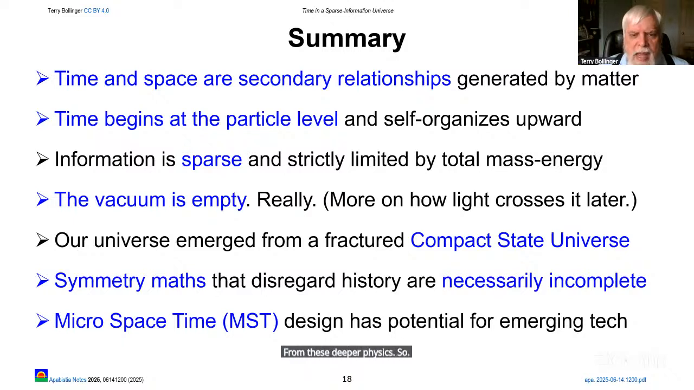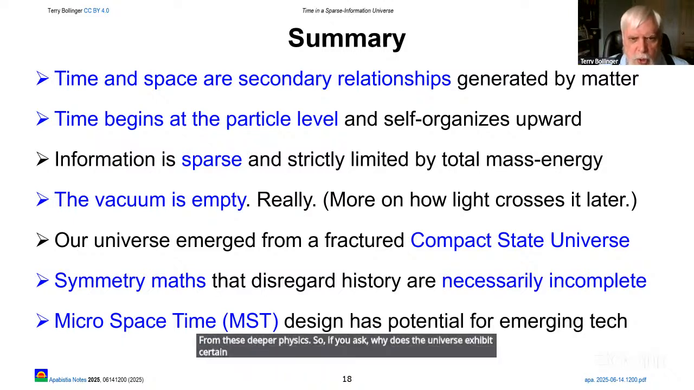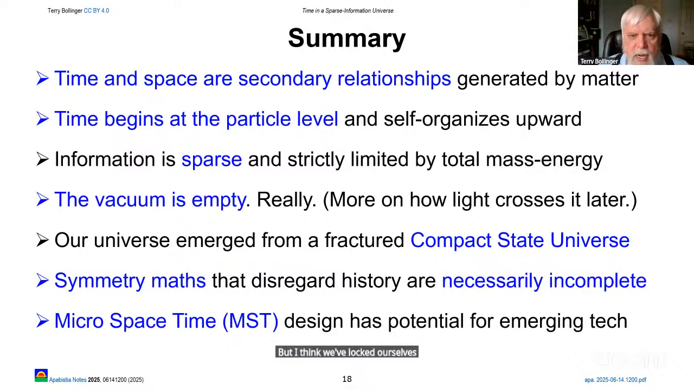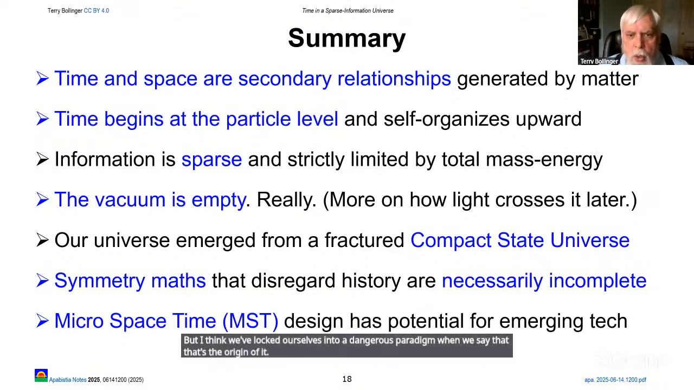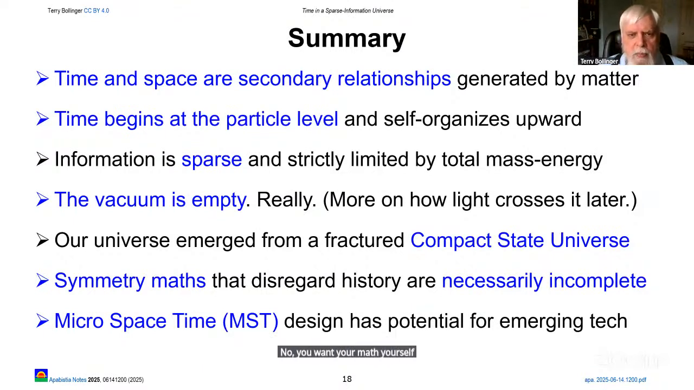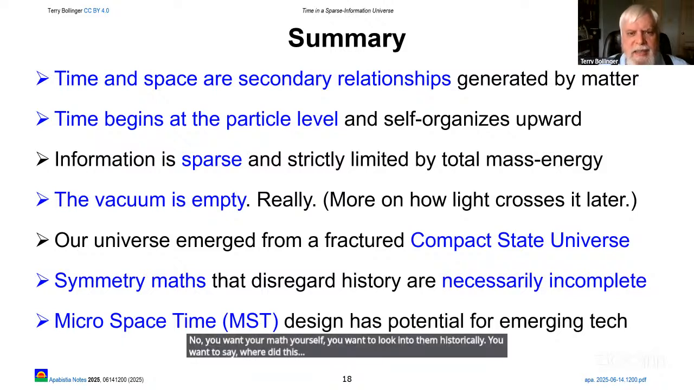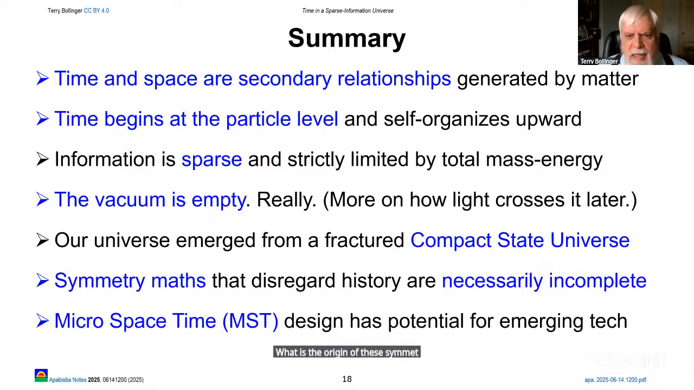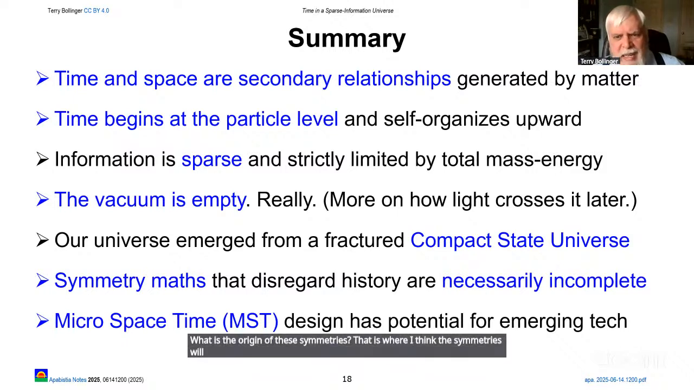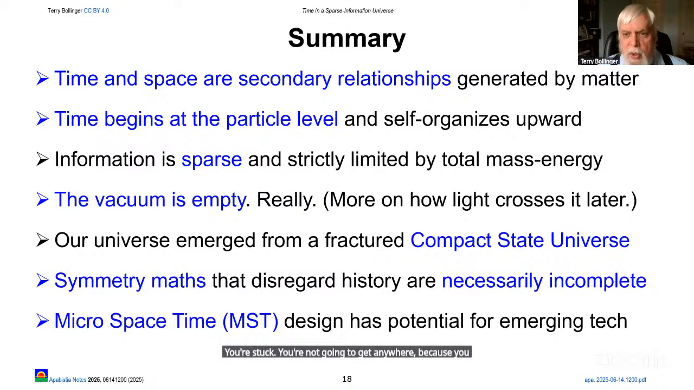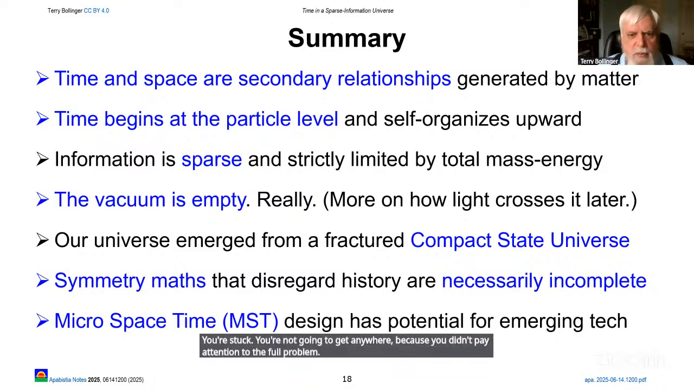So if you ask, why does the universe exhibit certain SU3 symmetries? That's an extremely interesting, very important question. But I think we've locked ourselves into a dangerous paradigm when we say that that's the origin of it. No, you want to look into your maths historically. You want to say, where does this symmetry come from in the math? What is the origin of these symmetries? That is where I think the symmetries will again take on a more important role. But as long as we try to explain the universe this way, you're stuck. You're not going to get anywhere because you didn't pay attention to the full problem. You just can't get around that.